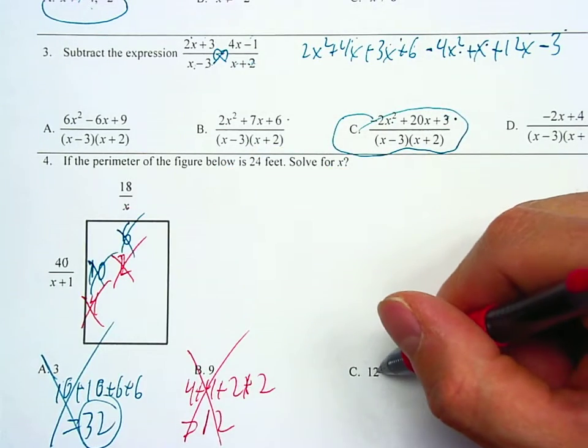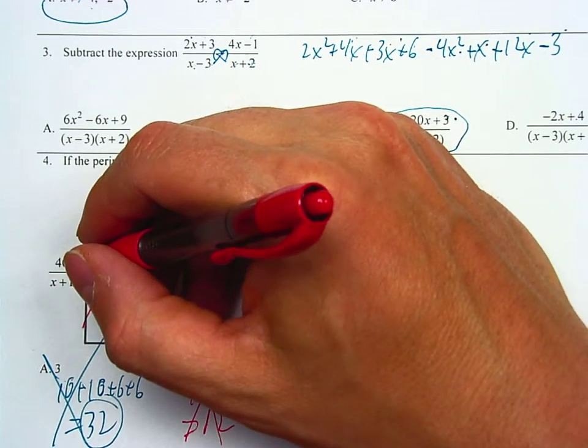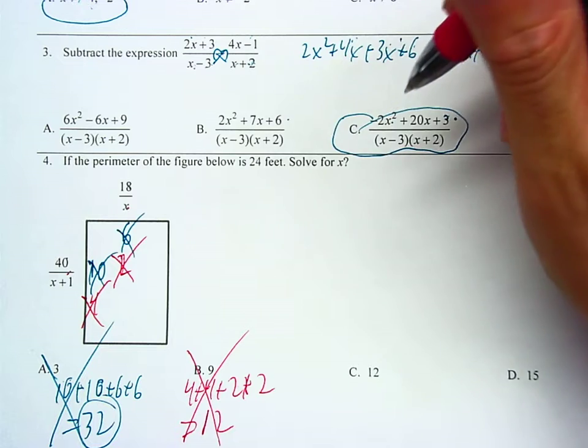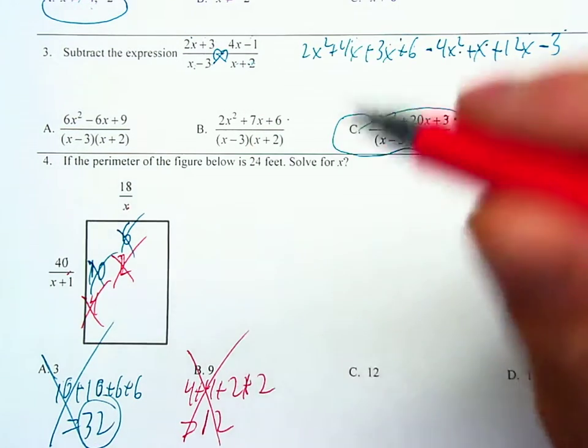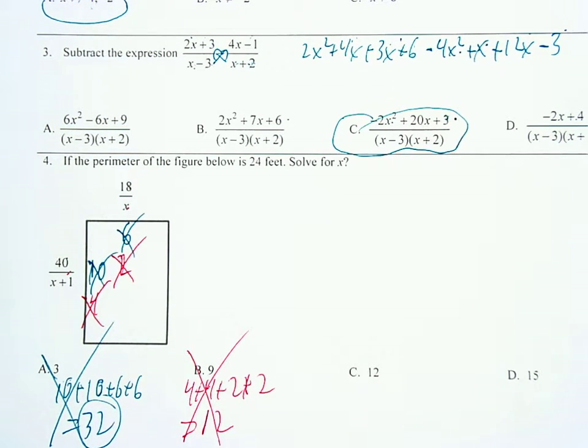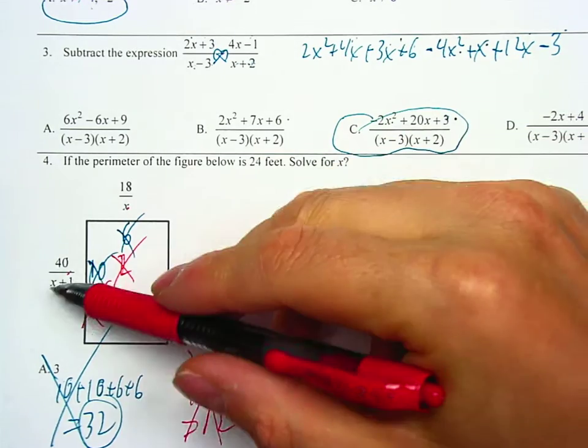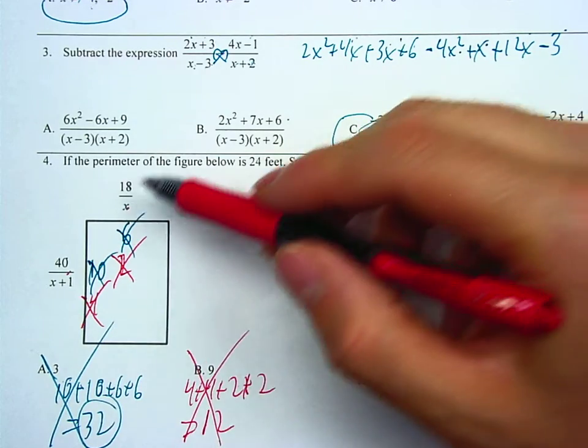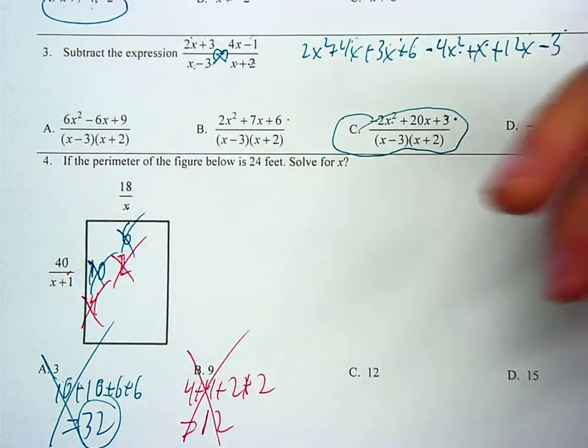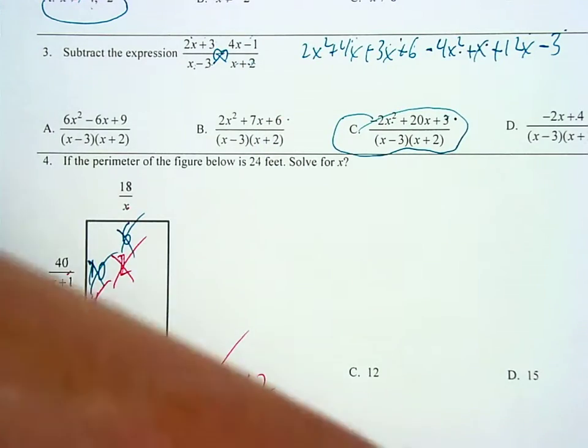If x was 12, this would be 40 over 13. And this would be 18 over 12. And if x was 15, this would be 40 over 16. And this would be 18 over 15. So let's figure out which of these is the proper number.